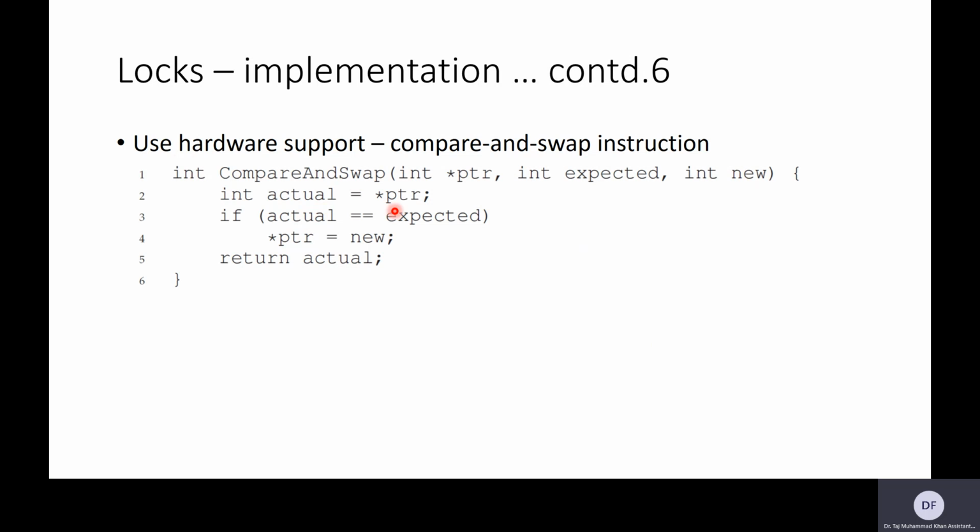So basically it takes the address and stores the old value at that address in actual, and sees if the old value at that address is equal to the expected value. Remember we call it expected value here. So if the old value is equal to expected value, only then it will write the new value at this address. And it will still return the old value to us.